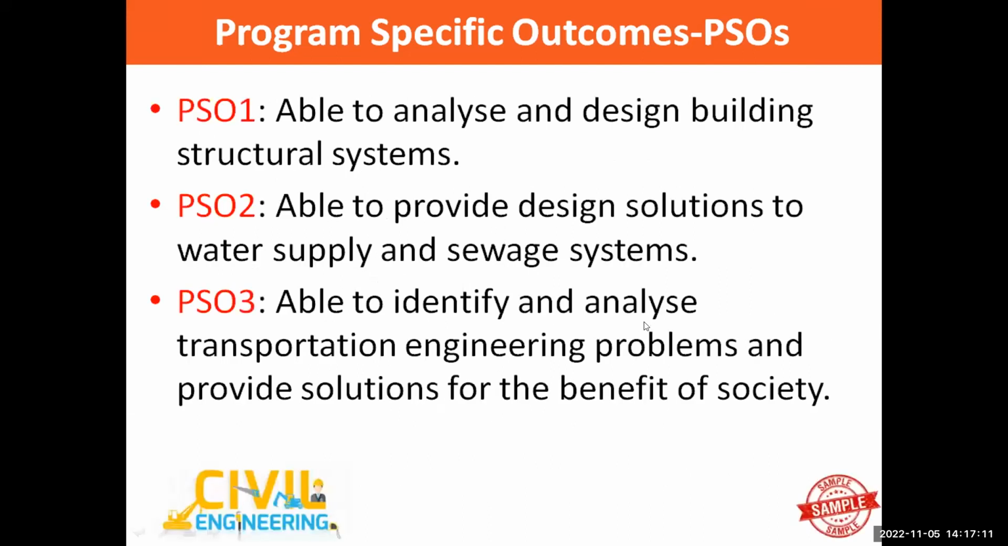Just as an example, if I'm talking about civil engineering, we have already defined the PSOs. The student should be able to analyze and design building structure systems, and then be able to provide design solutions to water supply and sewage systems. This is PSO number 2. And then PSO number 3 is being able to identify and analyze transportation engineering problems and provide solutions for the benefit of society. So this was sample number 1 specific to the civil engineering program.